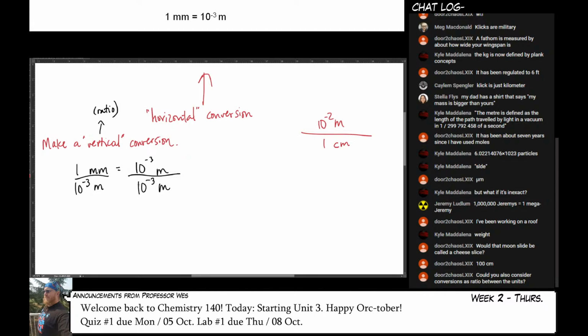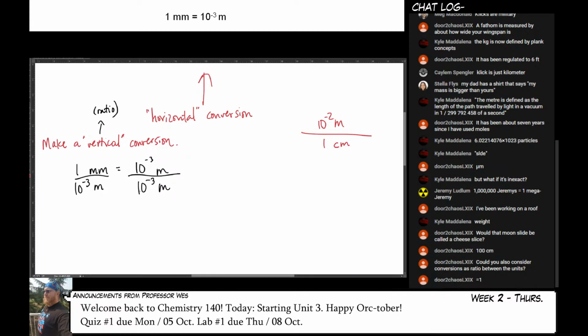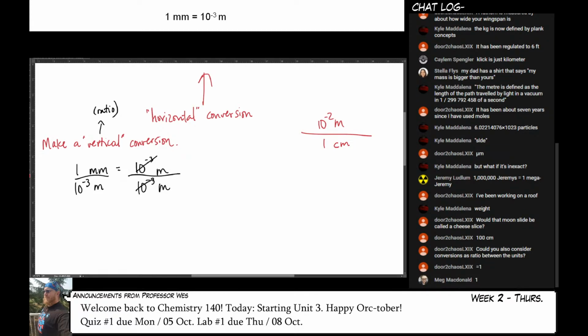Now, what happens when you divide anything by itself? Like 10 to the minus 3 divided by 10 to the minus 3. What would happen here? Yeah, you get 1, right? Anything divided by itself equals 1. So these numbers divide by themselves, you get 1. Now, if it works for numbers, it also works for units too. You could divide apple by apple and you would still get 1. You could divide orange by orange and get 1.